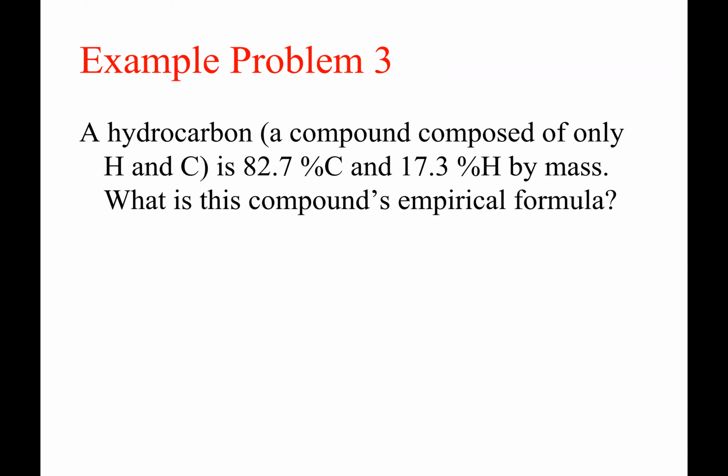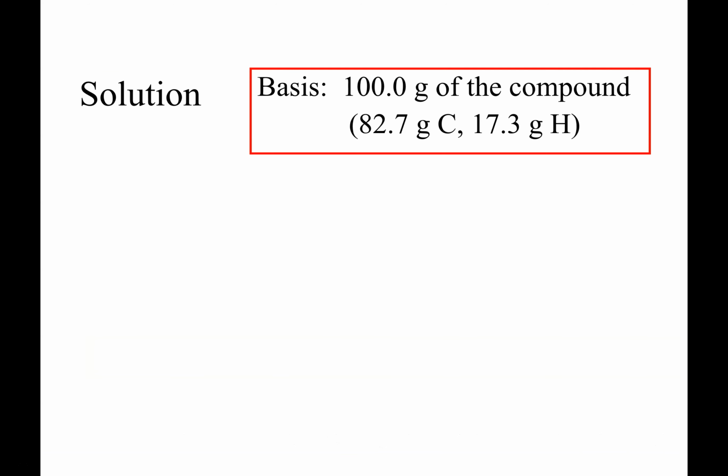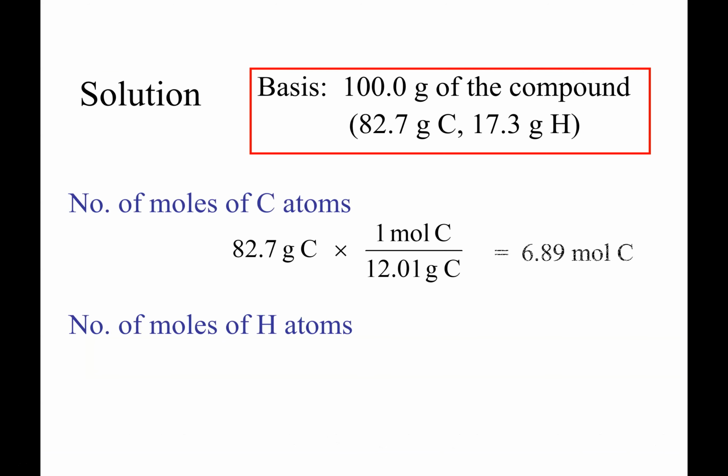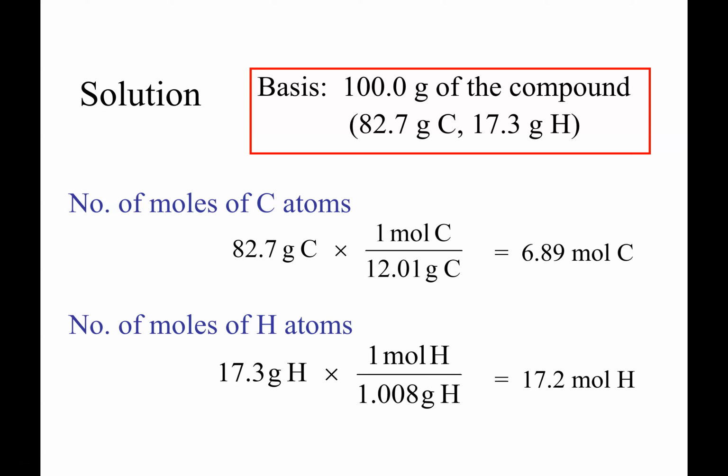So I'm going to start another table. I'm going to erase the oxygen row, and I'm going to erase the masses. My first step is to take those percentages, assume the basis is 100 grams, and turn those percentages into grams. What you're going to see on my slide looks like this. The grams of carbon from the percent is 82.7 grams.